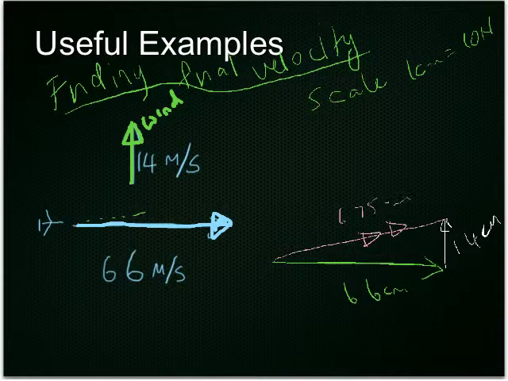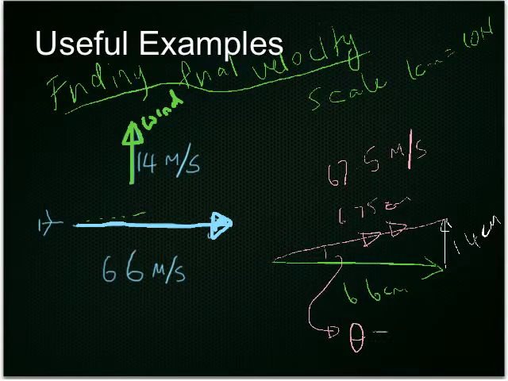6.75 centimeters. Okay, so that means the answer is going to be 67.5 meters per second. Now you also need to give an angle, so the angle will be equal to 12 degrees if you use a protractor.